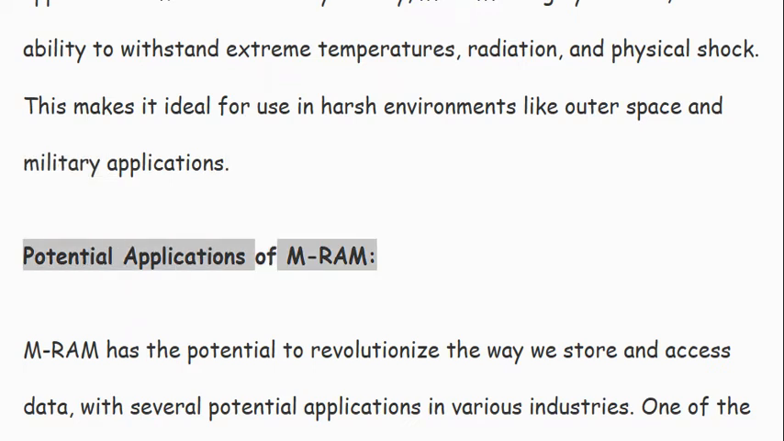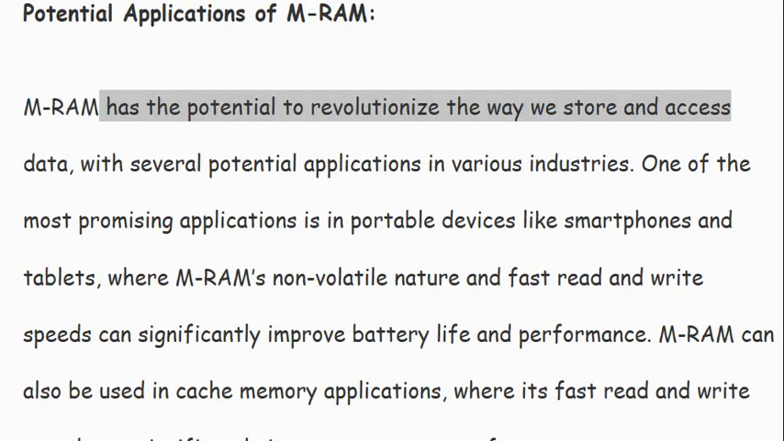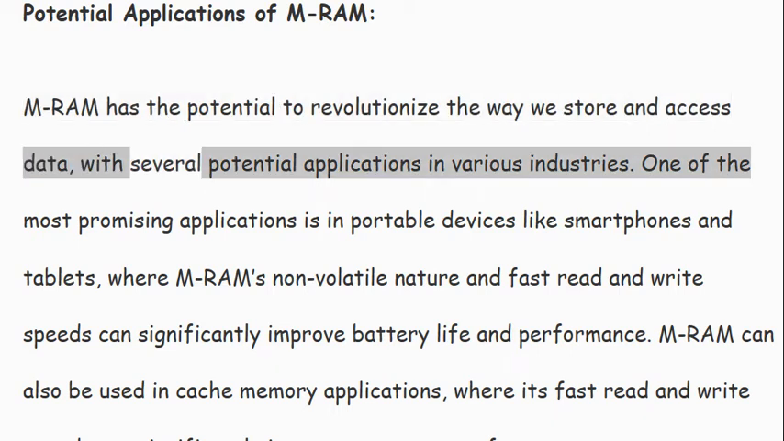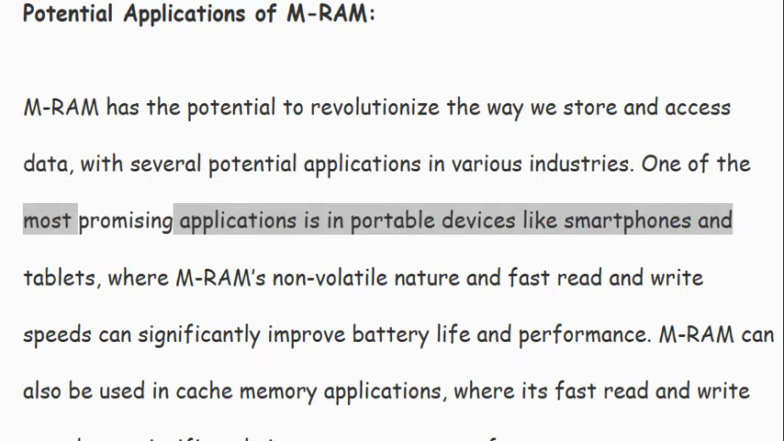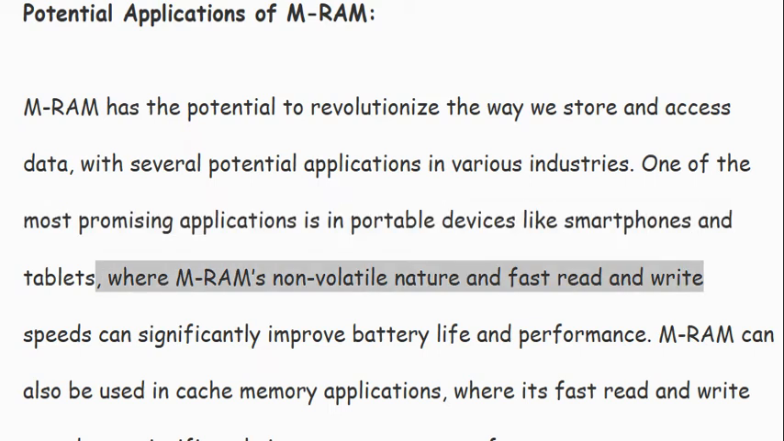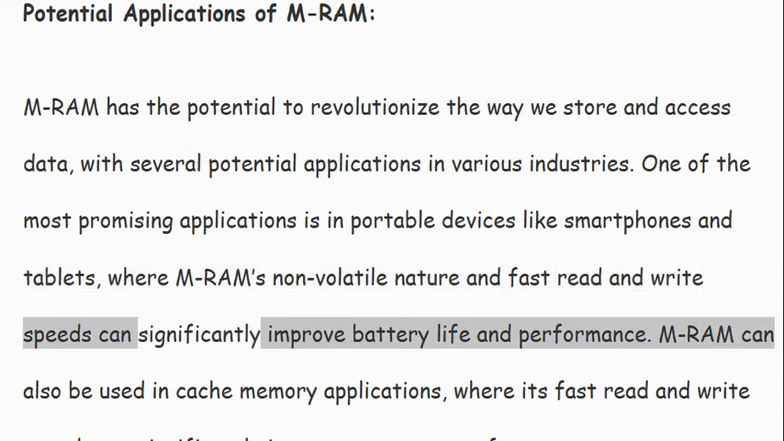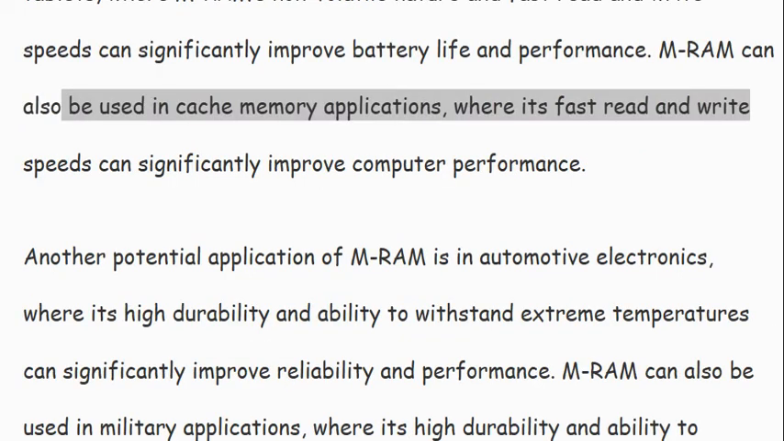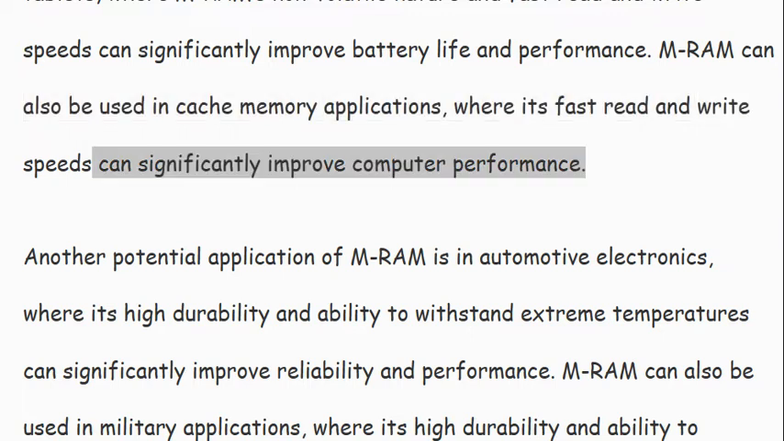Potential applications of MRAM. MRAM has the potential to revolutionize the way we store and access data, with several potential applications in various industries. One of the most promising applications is in portable devices like smartphones and tablets, where MRAM's non-volatile nature and fast read and write speeds can significantly improve battery life and performance. MRAM can also be used in cache memory applications, where its fast read and write speeds can significantly improve computer performance.